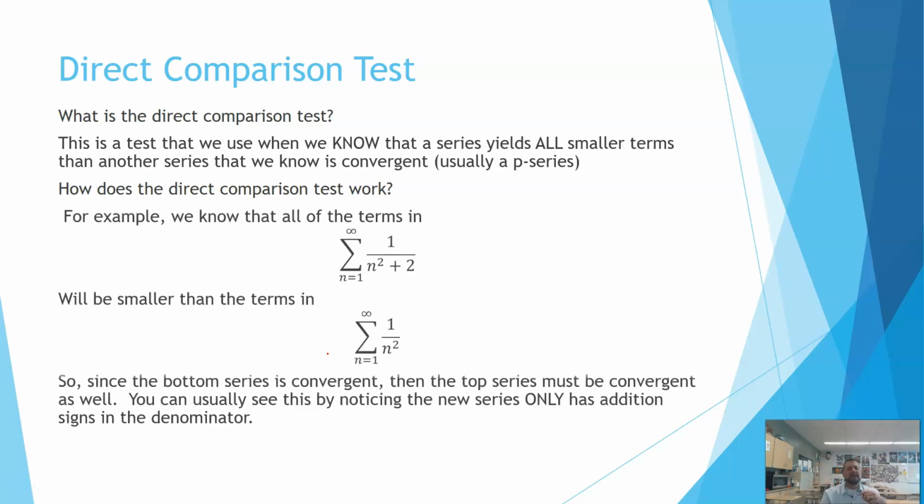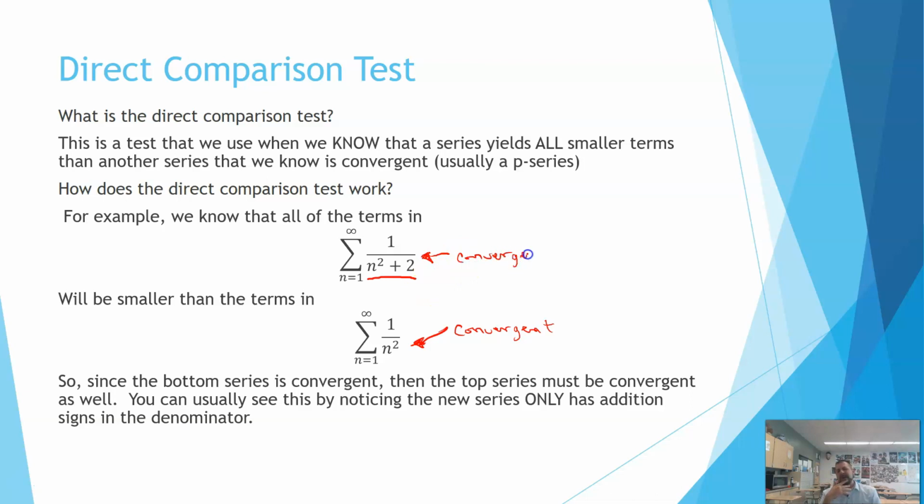So the way the direct comparison test works, and here's just an example, I have a series where I've got 1 over n squared plus 2, and I know, because this is a P series where that power is bigger than 1, that this series is convergent. Well, by looking at the terms in this new series, 1 over n squared plus 2, I know that all of those terms are going to be smaller than the terms in 1 divided by n squared. And if all of the terms in this add up to something, then since these terms are smaller, I know that that one is going to be convergent as well.